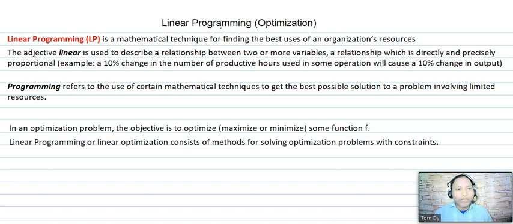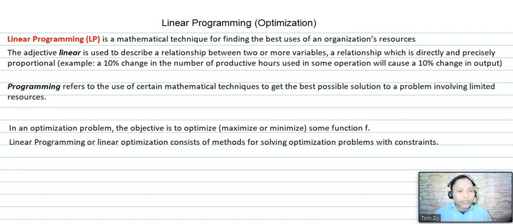Linear programming or optimization. Linear programming is a mathematical technique for finding the best uses of an organization's resources. In short, we make use of LP for linear programming. Take note, linear programming is composed of two words. We have linear and programming.